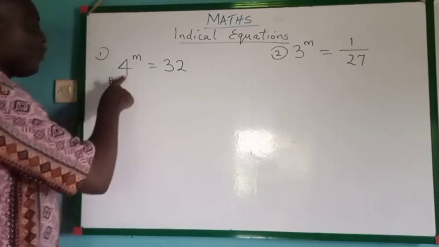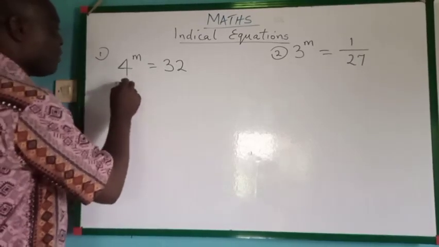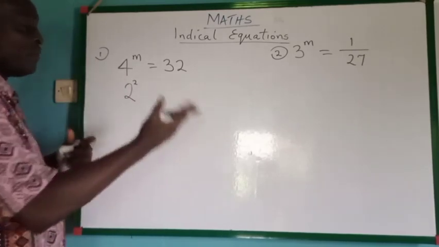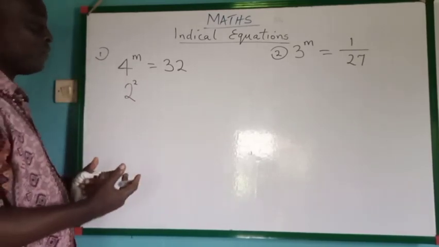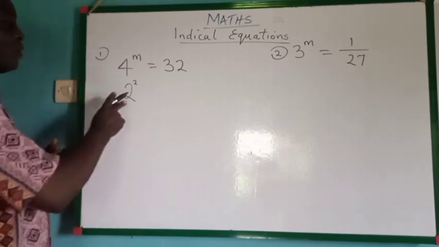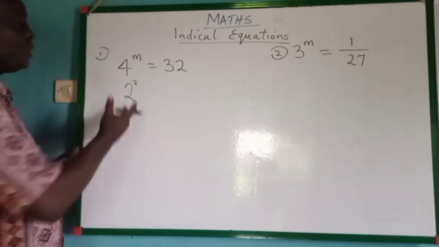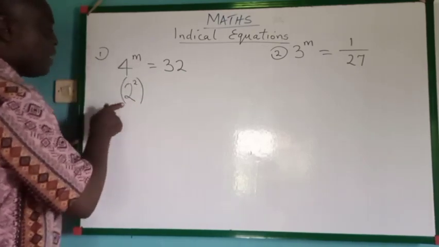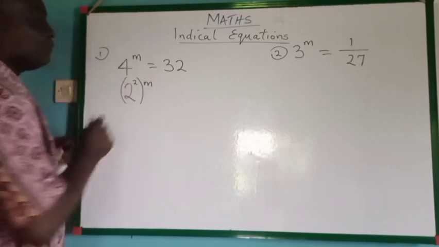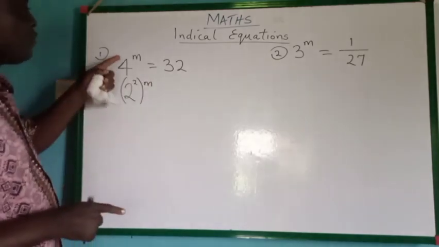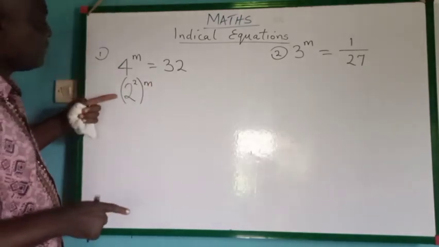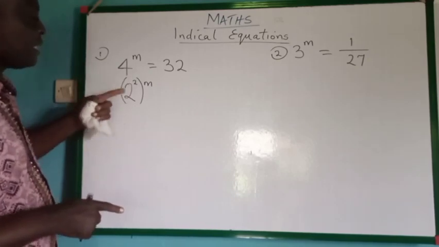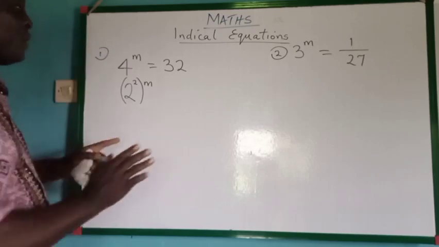How? 4 is the same thing as 2 raised to power 2. From my explanation in our former video, we said that 2 raised to power 2 means 2 times 2, which is 4. That is the 4 that is there. Okay, what about the n, that is the power? It is still there, we'll bring it down. So you see that 4 raised to power n is the same thing as 2 raised to power 2, all in bracket, raised to n. We have expressed the left hand side.